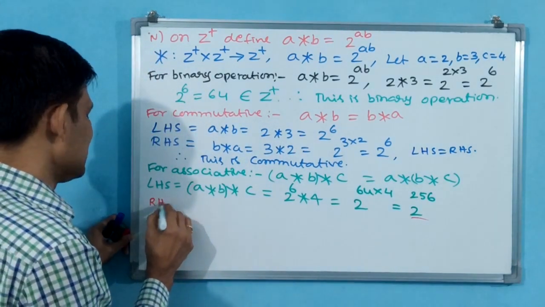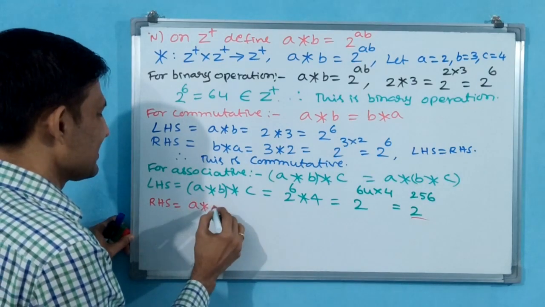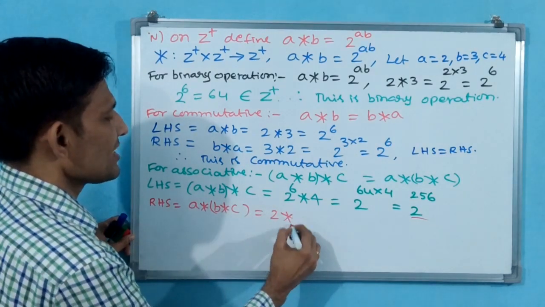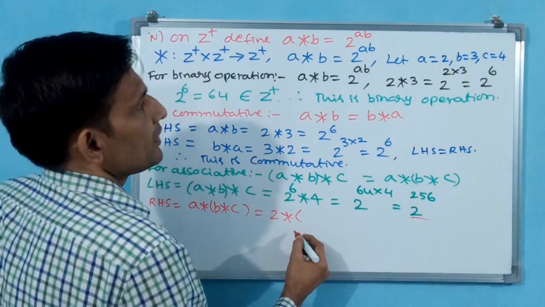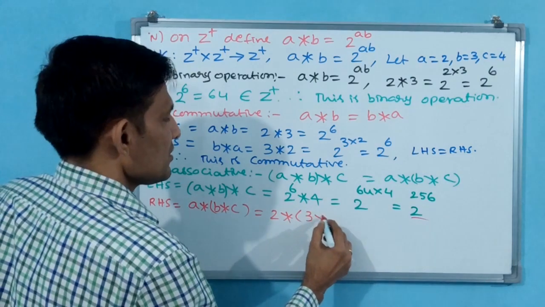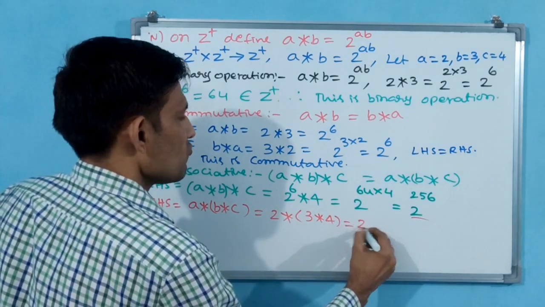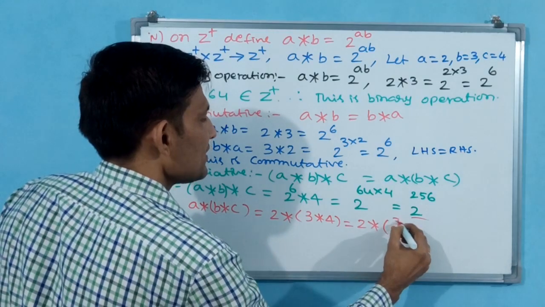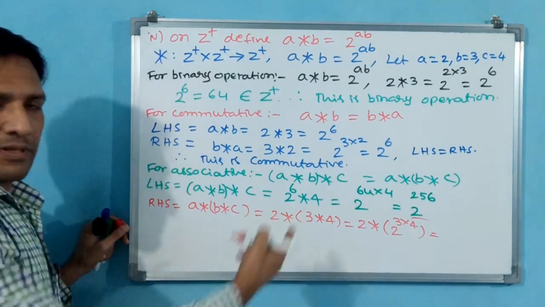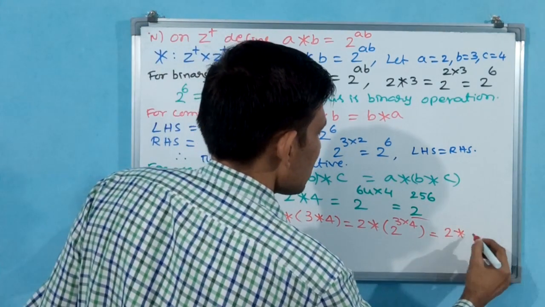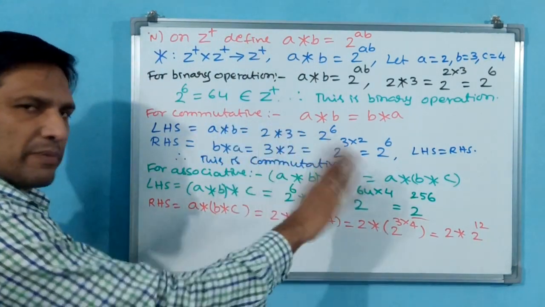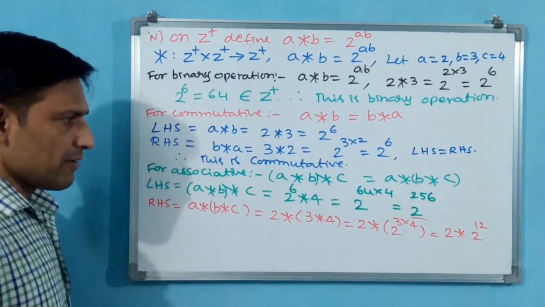RHS is equal to A star B star C. That is equal to, A is how much? 2 star. Now B star C you write. B is 3, C is 4. 3 star 4. That is equal to 2 star 2 power 3 into 4. Is it correct? 2 power AB, 2 power 3 into 4, 2 power 12. That means 2 star 2 power 12. 2 power 12 what? We don't know. Let it be like that only. Now come for the remaining problem.